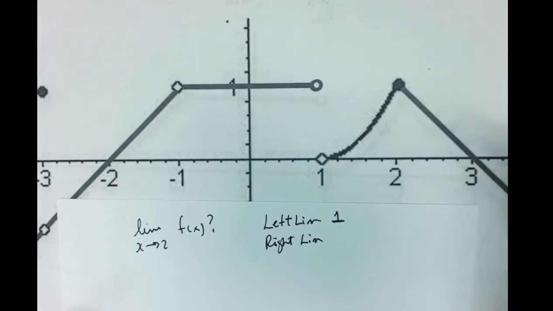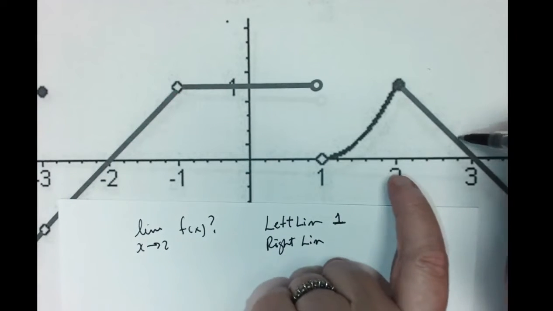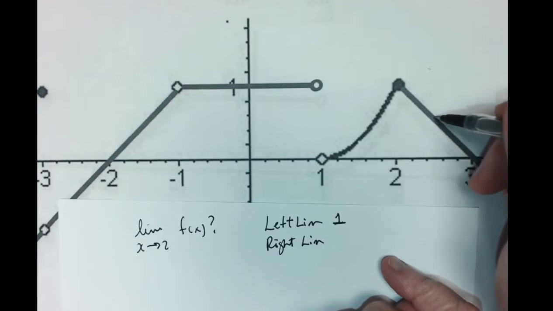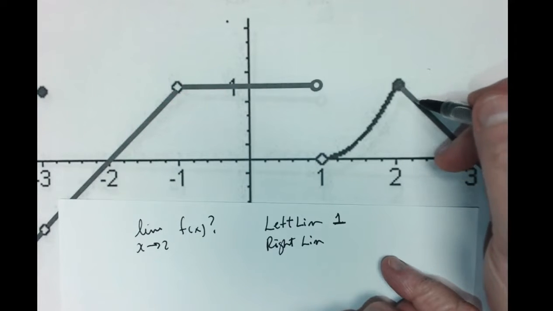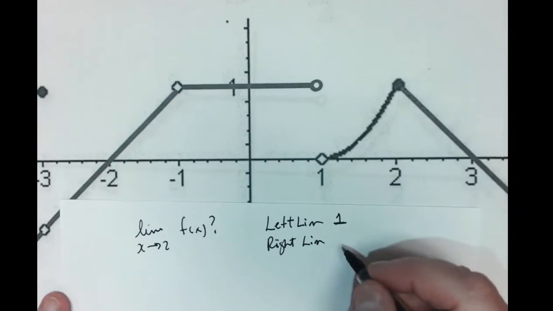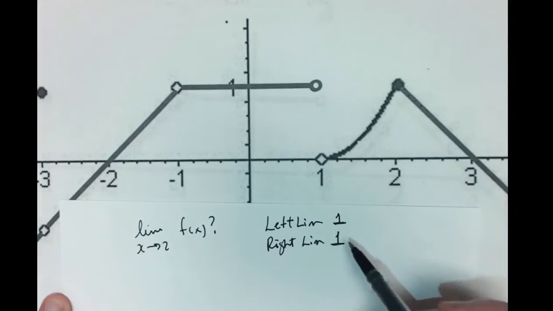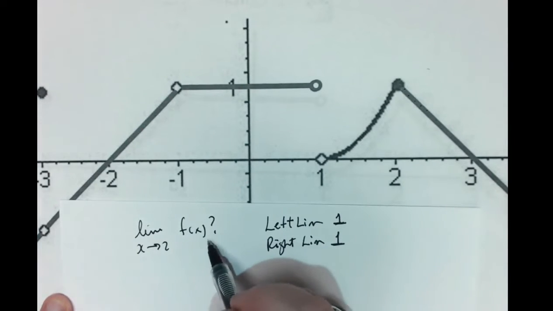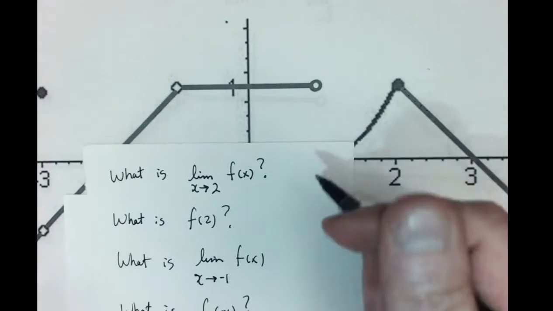Now, what about the right limit? If we're approaching 2 from the right, and my x coordinates are getting closer to 2, what are the y coordinates getting closer to? And again, the y coordinates are getting closer to 1. So my left limit and my right limit are the same, and so this exists, and it will equal 1.